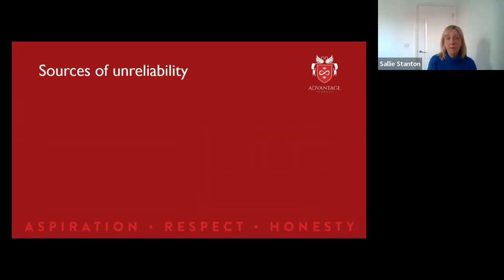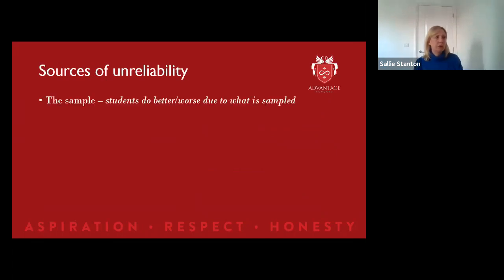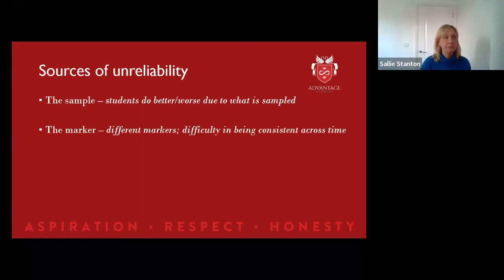And that can be impacted by a number of factors. One of them is the sample. So as I said before, if you pick a particular sample from the domain, and it's a really challenging sample, you might find that pupils get a much lower score than the pupils that had a sample from an easier part of the domain. The marker, different markers. Like I for years marked English papers, and you sit around a table and you never come up with the same mark, or very, very rarely. So there's real difficulty for markers in being consistent across different markers, but even across time.